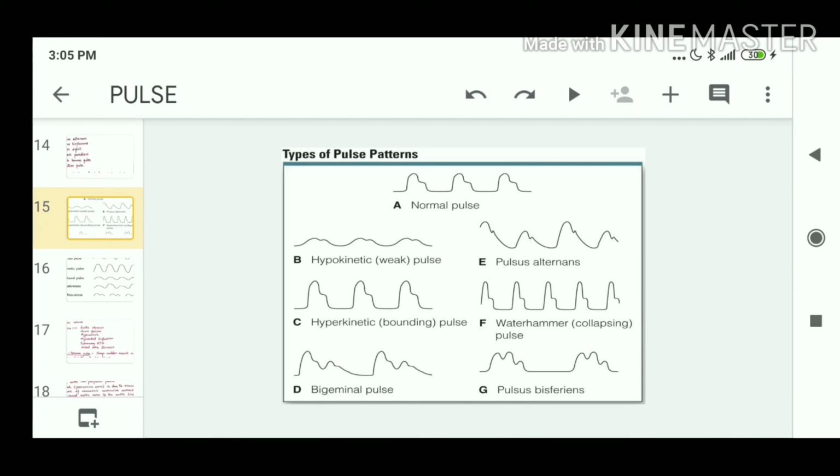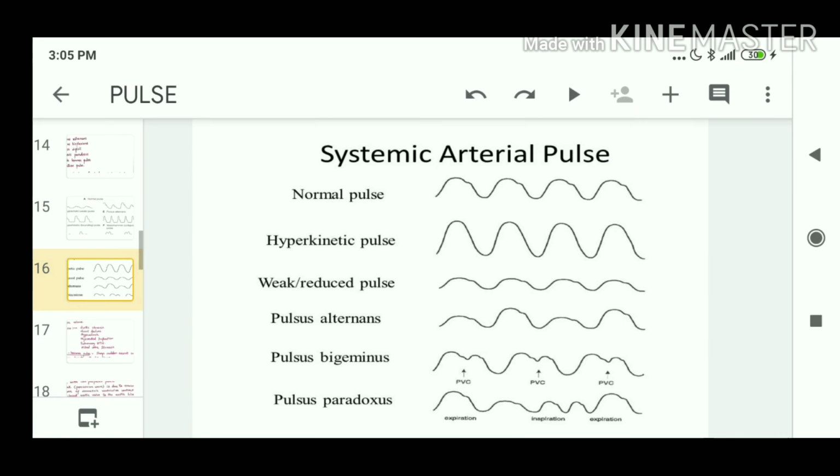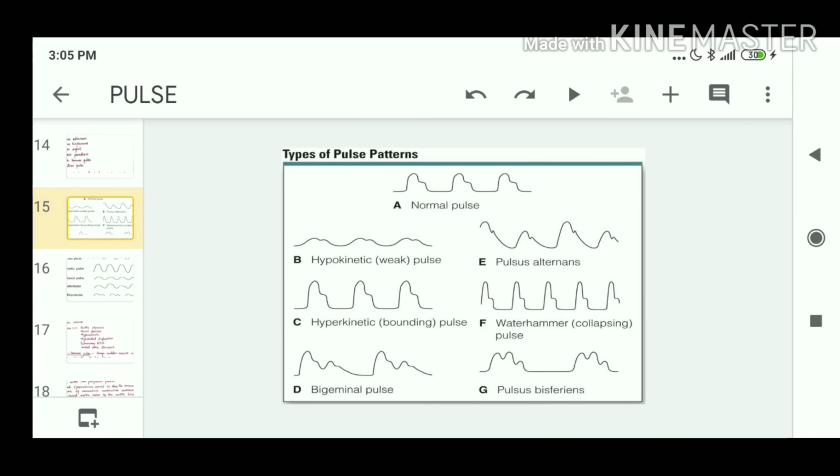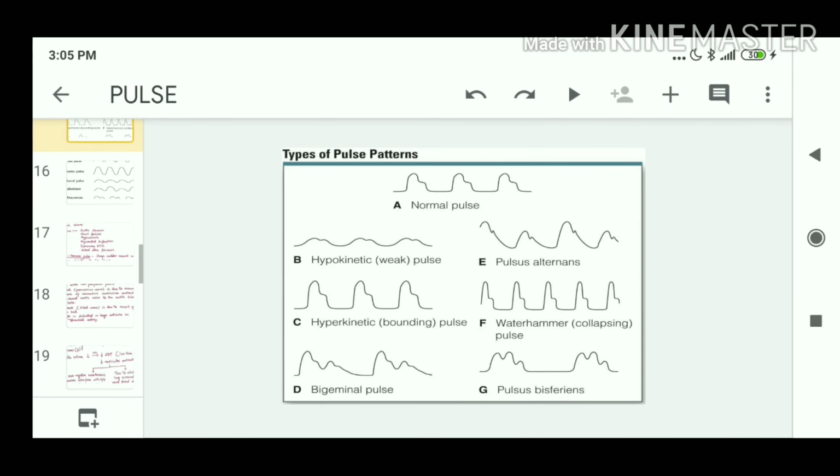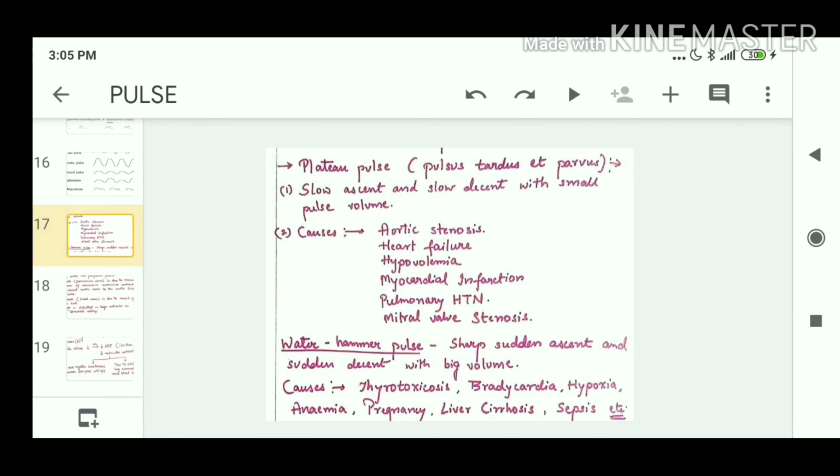I hope you are understanding and you are observing the figure, isn't it? And in the next figure also, in systemic arterial pulse, how it will be: normal pulse, hyperkinetic pulse, reduced pulse, pulsus alternans, pulsus bigeminus, and pulsus paradoxus. So keep these figures in your mind. So next, coming to the plateau pulse. By that we will study now.